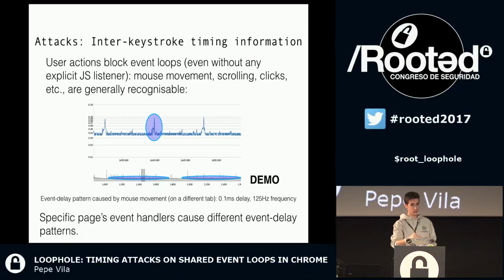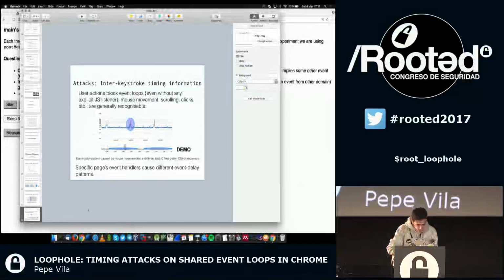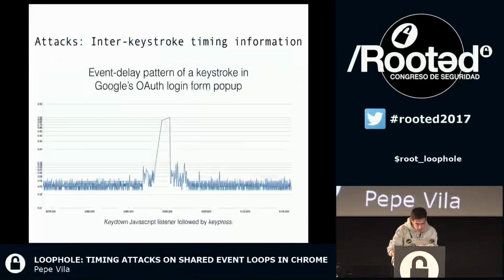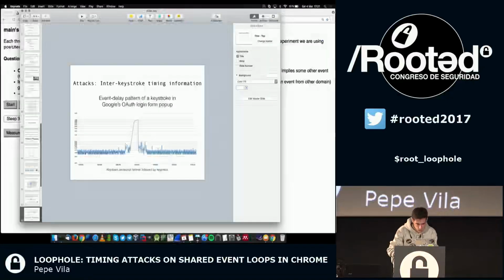So this is what you will see if there are no event listeners defined in JavaScript to listen to any events. But if a page defines several events, the pattern of each event will look different. Therefore, I did the following. I looked at the look of the pattern of a keystroke in Google. So we see 2 consecutive events, the key down and the key press.